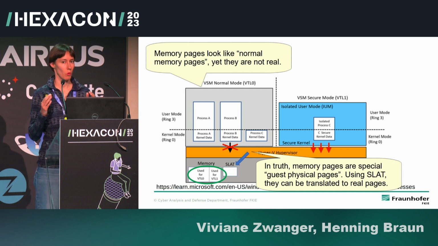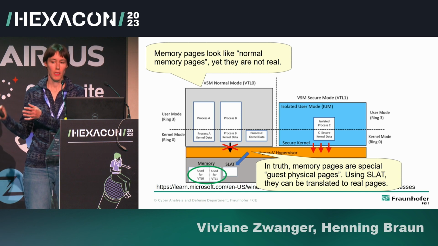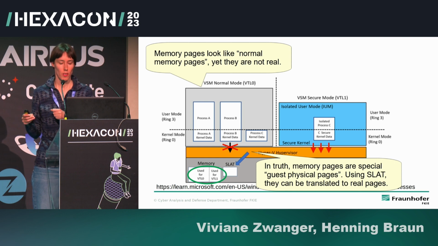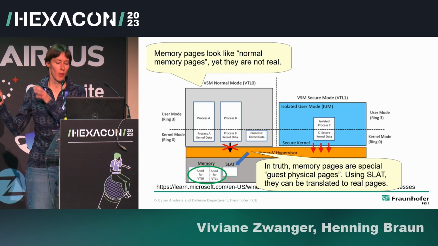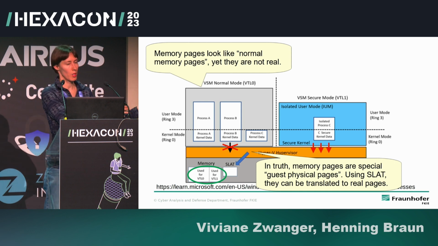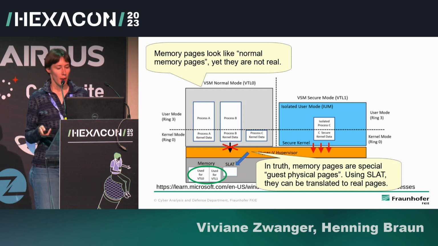Basically, you have now two page table walks. One is the very normal page table walk. You take a virtual address and translate it to a physical address, but this physical address isn't real. It's a guessed physical page. So you need a second page table walk to translate it from the guessed physical page to the real physical page, which is also called a system physical address. That's why it is called second level address translation.